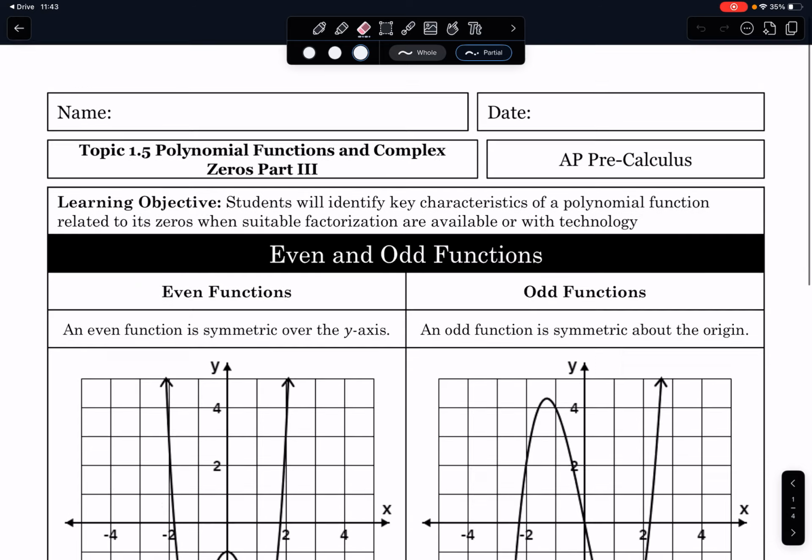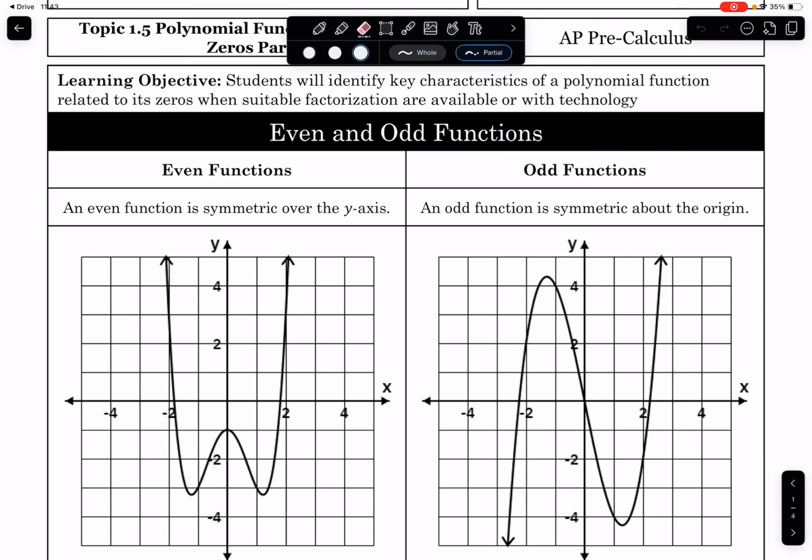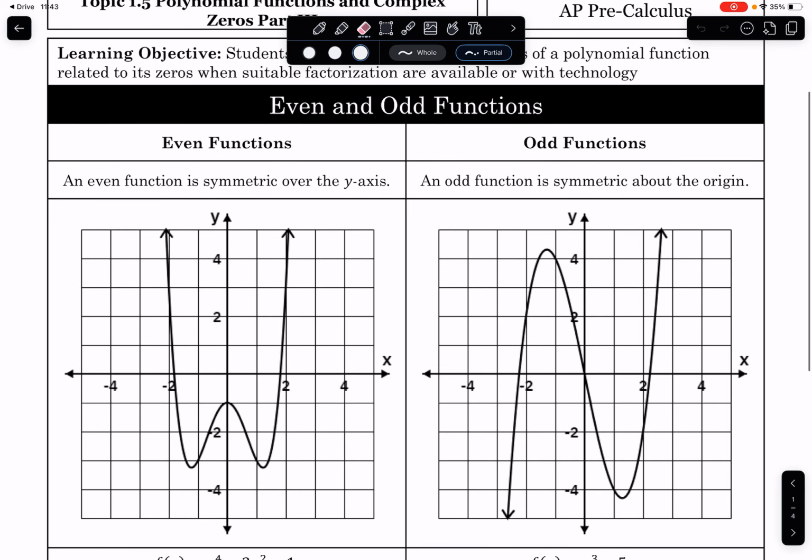So let's first define the difference between an even and odd function. An even function is going to be a function that is symmetrical over the y-axis. So that would be across this axis right here. So if I fold it through this line right here, that's going to make the left side and the right side equal to each other.